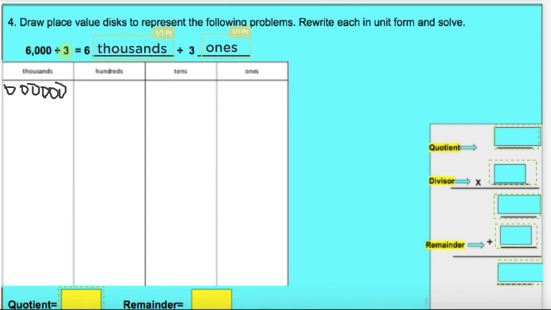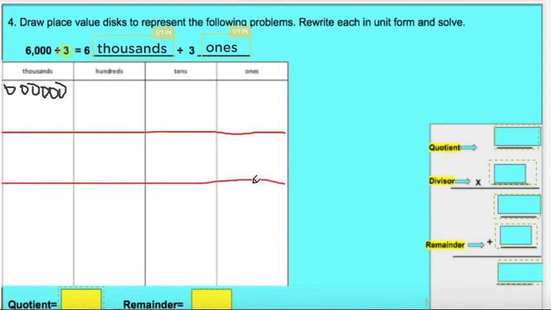How many groups am I breaking my place value chart into? Look back at your divisor. Remember, your divisor is your smaller number and it tells you the number of groups. Good. 3. 1, 2, 3. Remember, you can go ahead and put your numbers on the side so that you can verify that you have the correct amount of groups.